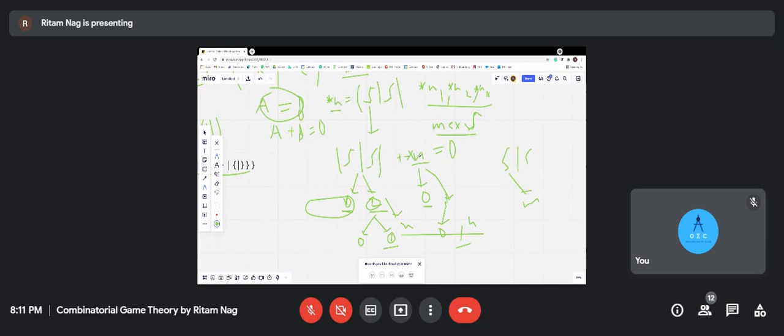Yeah, I'm telling you what the n is. I'm telling you that n is the minimum excludant of s. It's the smallest whole number that is not present in s. That's what I'm telling you n is. After that, we have to show that this sum is actually 0.